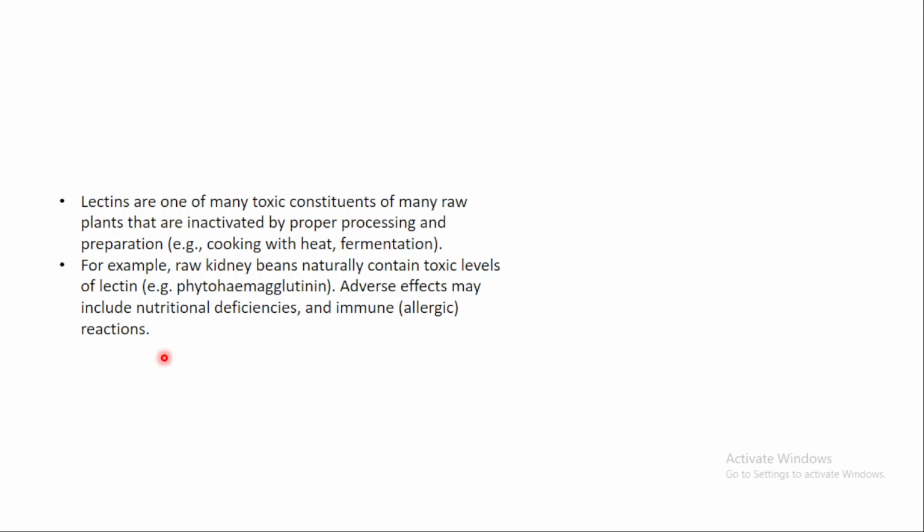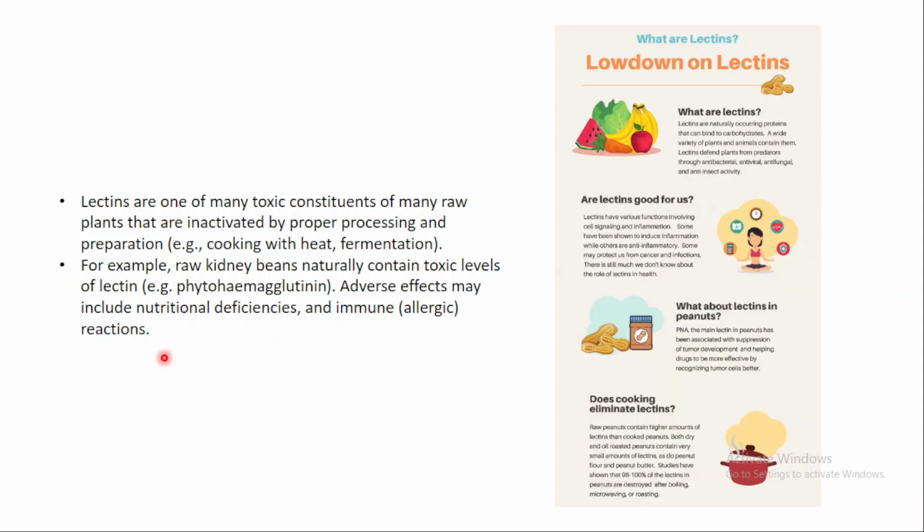So here is a schematic again summarizing what lectins are. Lectins are naturally occurring proteins that can bind to carbohydrates. A wide variety of plants and animals contain them. Lectins defend plants from predators through antibacterial, antiviral and other activity. Are lectins good for us?